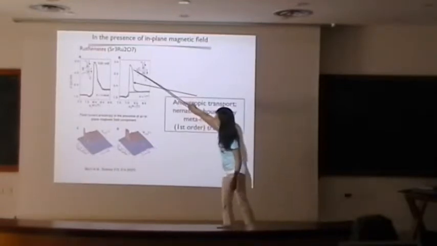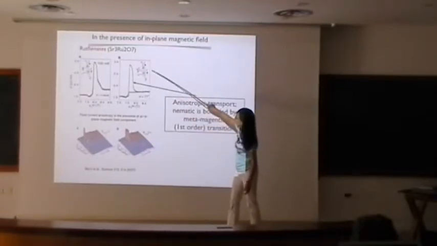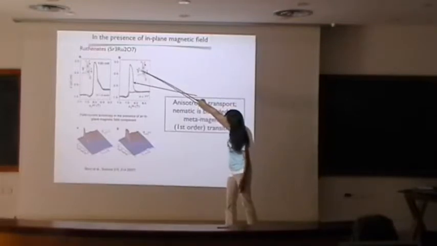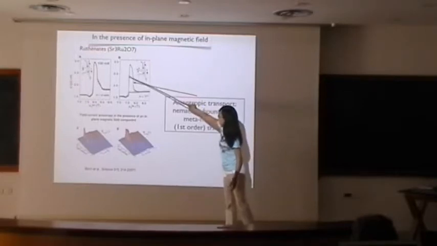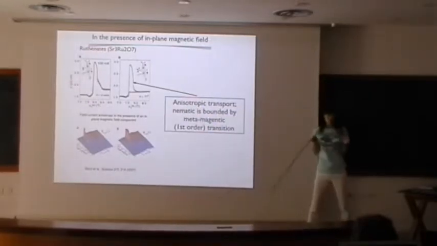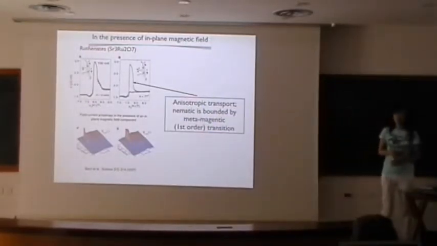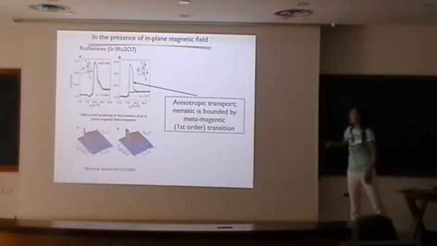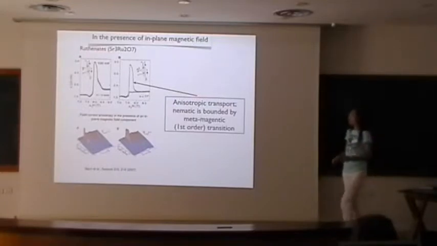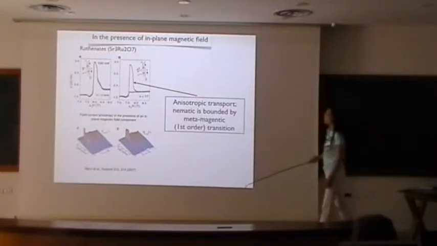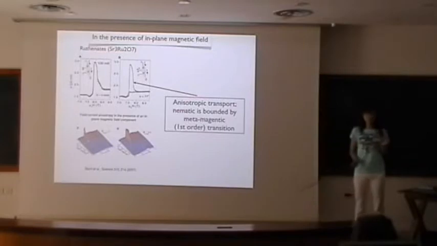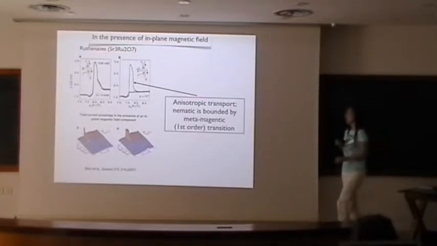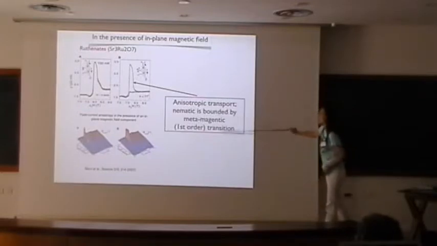Then the resistivity in the direction parallel to the in-plane component, and perpendicular to the in-plane component, has a strong anisotropy in the longitudinal residual resistivity. So rho xx differs from rho yy, which tells us the transport is anisotropic, strongly suggesting that rotational symmetry is broken. By the way, this material is tetragonal, so there is no such anisotropy at the lattice level. And this nematic is bounded by the magnetic transition.